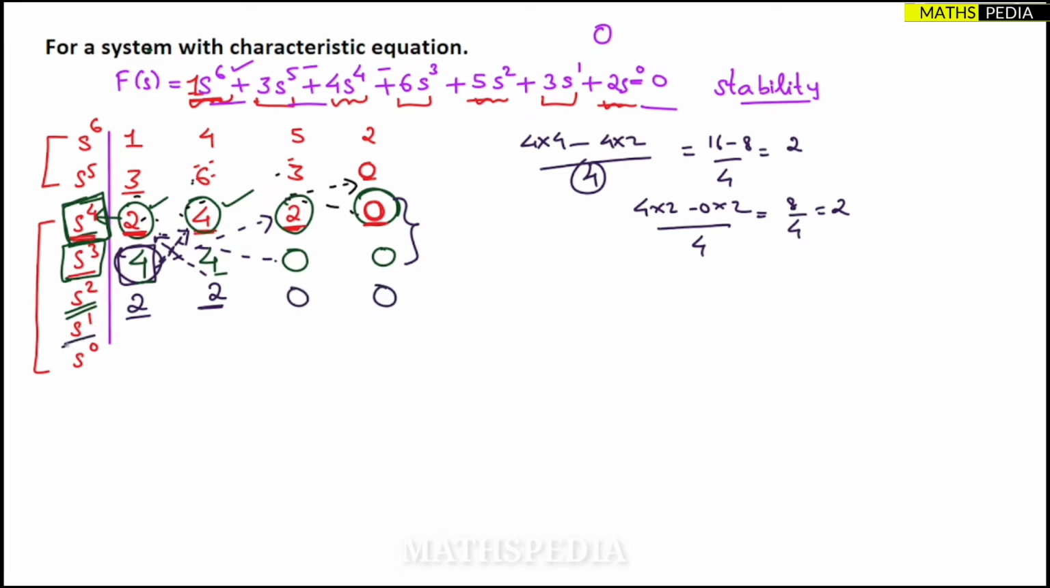Now let us go for s power 1. This element I have to find out first. So 2 into 4 minus 2 into 4 divided by, what is the element here? Now the element has become 2, that is equal to 0 by 2, which is equal to 0 here.